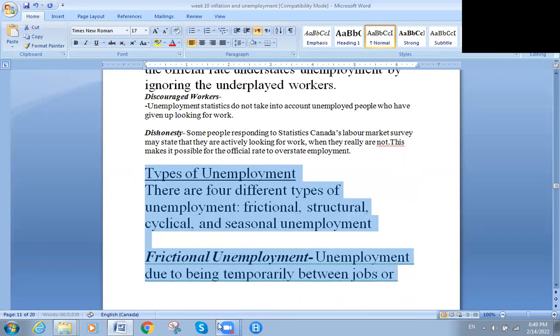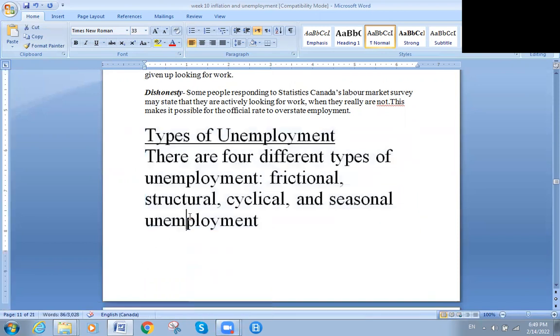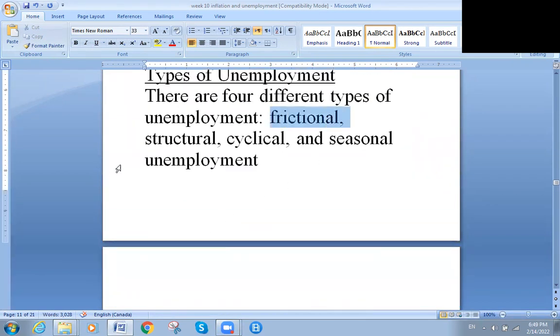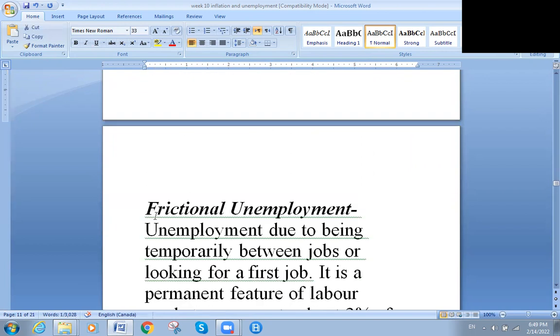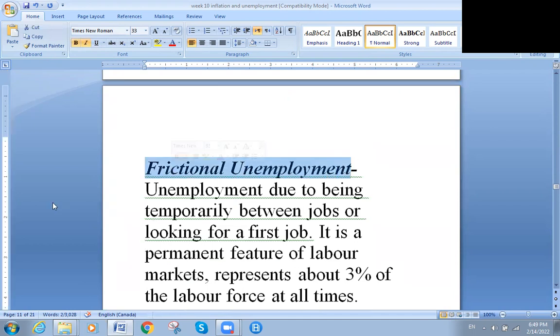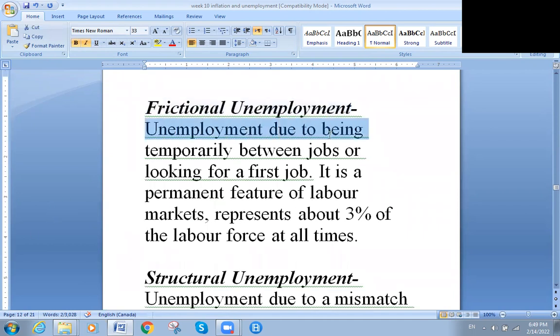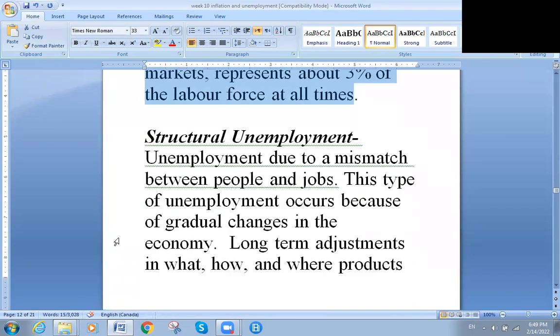What are the types of unemployment? We have four different types of unemployment: frictional, structural, cyclical, and seasonal unemployment. The first one is frictional: unemployment due to being temporarily between jobs or looking for a first job. So you left your job and you're looking for another job, we call it frictional. It is a permanent feature of labor markets, and represents about 3% of the labor force all the time.